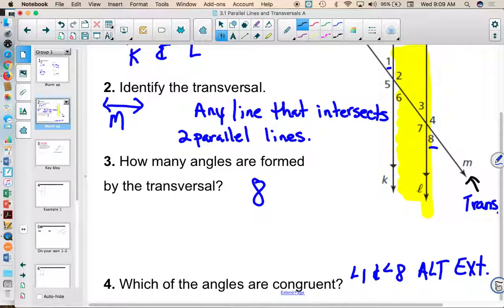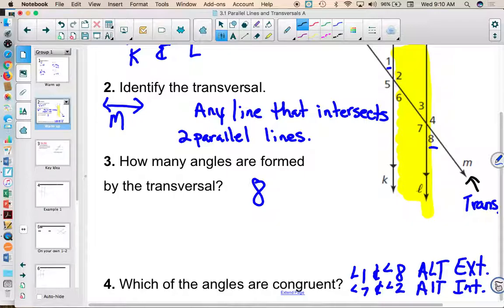7 and 2, angle 7 and angle 2. Okay, why are 7 and 2? You are correct. Why? Very good. Alternate interior is correct. They are on opposite sides of the transversal, and they're both inside the road. Alternate interior. Good. What else do you see there that are congruent?